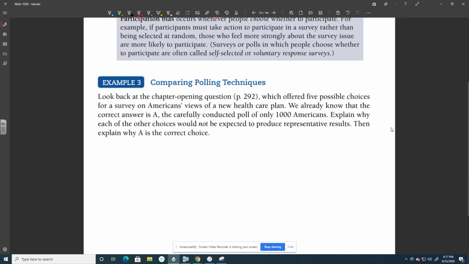All right. So example 3, compare polling techniques. And if we go all the way back to our opening question from the other chapter, it gave all these different ways that you could take a poll. And it talked about if you just asked a bunch of people living on the same street, or if you asked every other person that drove by, or if you went to a specific neighborhood and you asked every other house in one neighborhood. And you're looking for where could we, even if it wasn't on purpose, you're looking at what techniques are going to create bias.